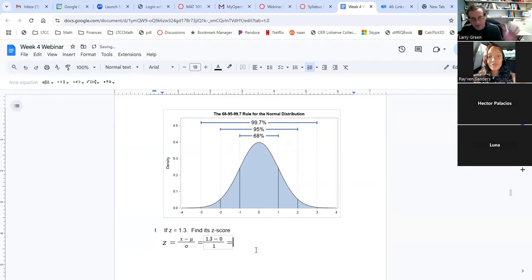You should be able to probably do this without a calculator. It's not hard at all. What's 1.3 minus 0 all divided by 1? What do you get? Yeah, 1.3. So notice that that's what our z-score was, and that's the reason why we use this letter z for the standard normal distribution, because it is its z-score.